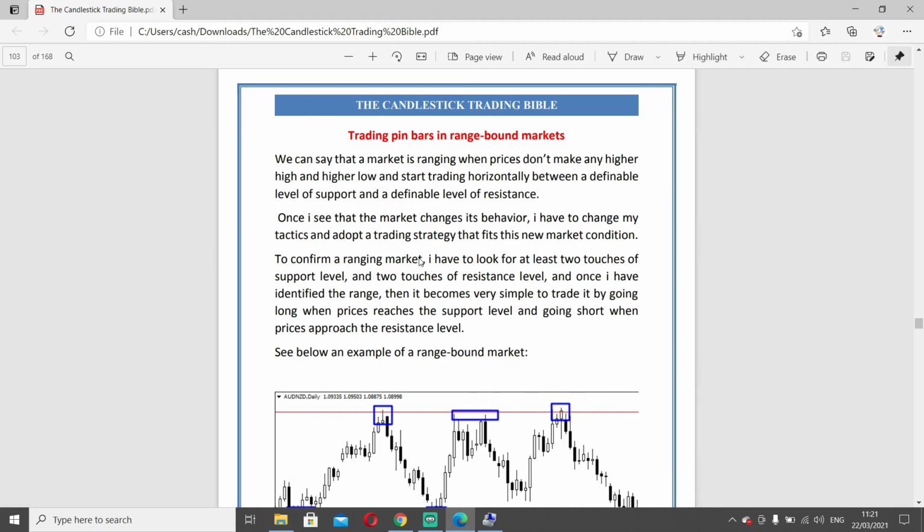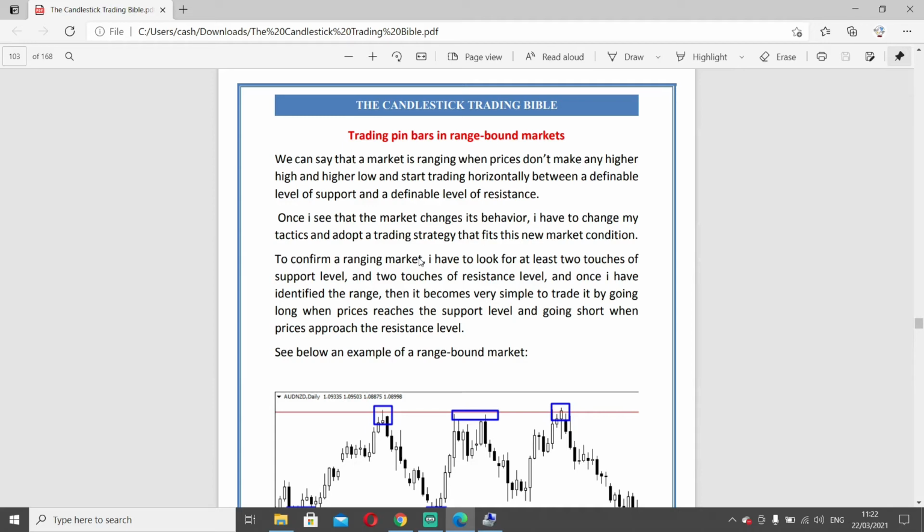Trading pin bars in range bound markets. You can say that a market is ranging when price doesn't make any higher high and higher low and starts trading horizontally between a definable level of support and resistance. Once I see the market change its behavior, I have to change my tactics and adopt a trading strategy that fits this new market condition.